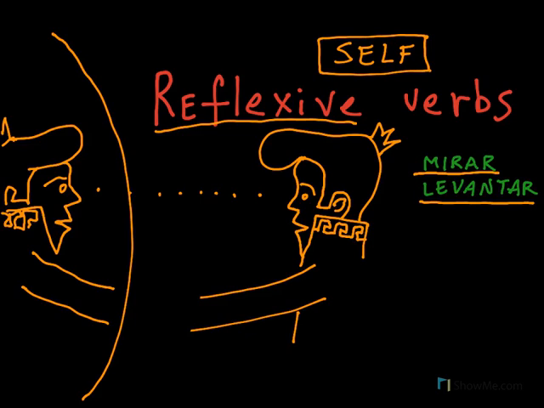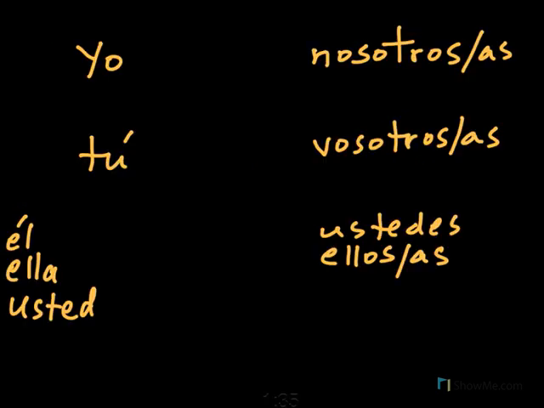If you say él levanta la tele, he lifts the television. That is not reflexive. He's not the television. Él se levanta. That would be he gets himself up. Yeah? Okay. Let's see the details.